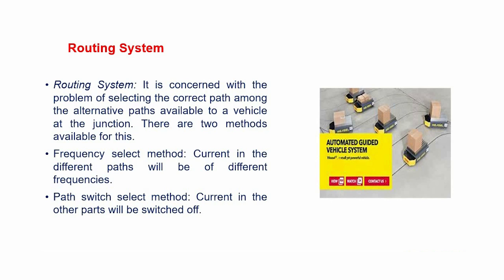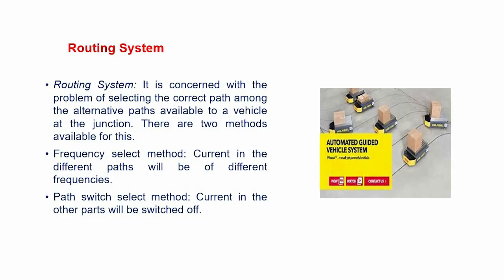Another one is the routing system. The routing system is concerned with the problem of selecting the correct path among the alternative paths available to the vehicle at the junctions. These are very important points to discuss in the routing system. It selects the correct optimum path. There are various alternative paths available at junctions, so it helps to select the suitable and appropriate path.